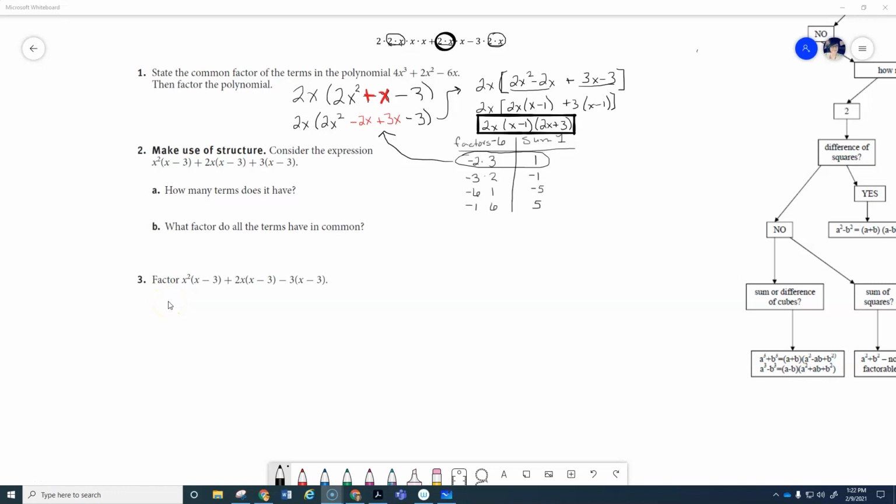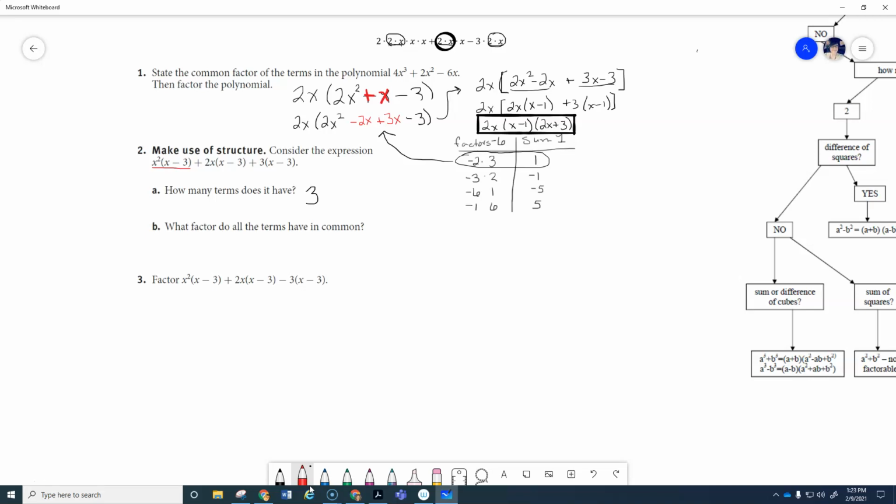The next question, problem number 2, says, how many terms does this have? Well, all of these parentheses might get confusing, but this actually has 3 terms. I will use my colored pens to highlight them. This is term number 1, because remember, a term can have multiplication in it. So this is the product of x squared and x minus 3.